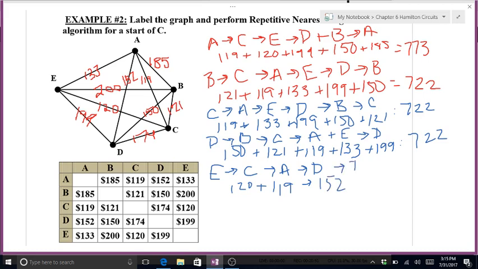From D, I've got to go to B. 150. And from B, I've got to go back to E. And that's going to be 200, it looks like. 350 plus 152 plus 119 plus 120. We're looking at 741.